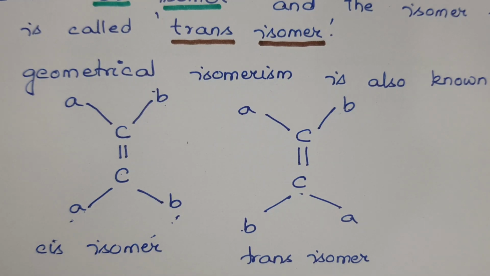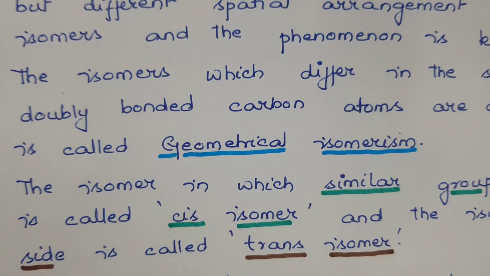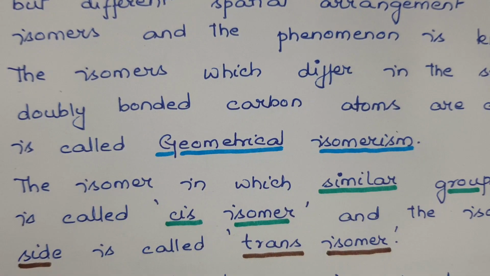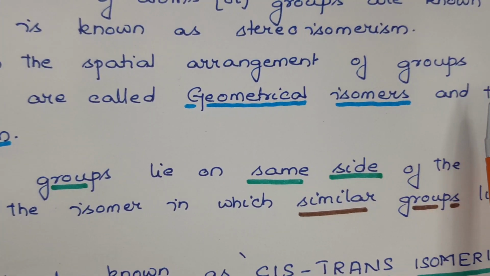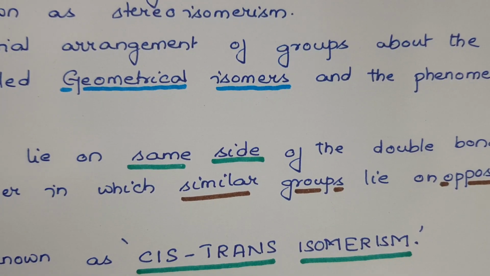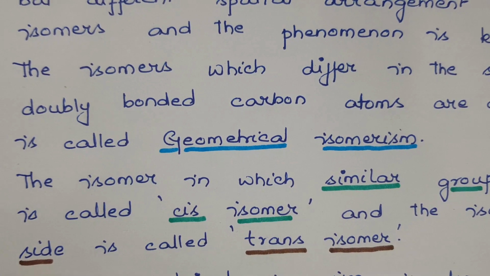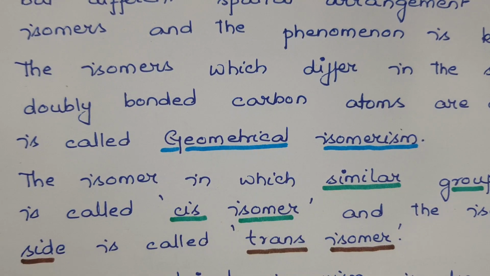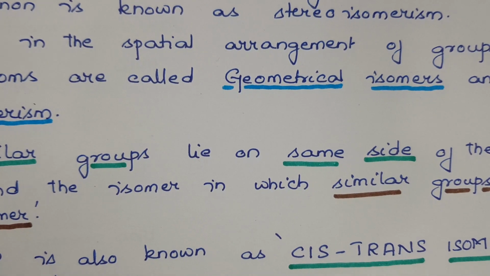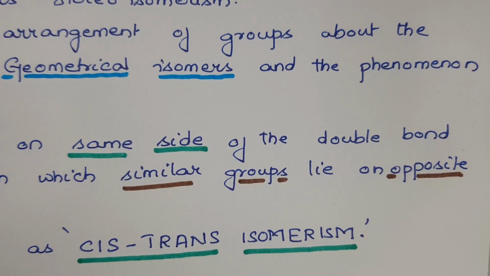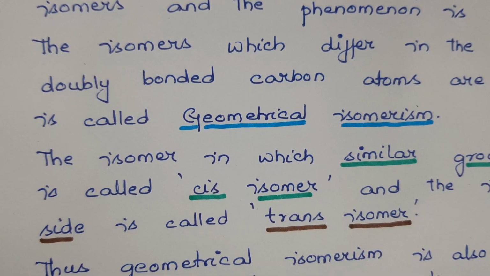Understood? Right. Now just look at the sentence which I have mentioned here. The isomers which differ in the spatial arrangement of groups about the doubly bonded carbon atoms. Underline these doubly bonded carbon atoms, students. Doubly bonded carbon atoms are called geometrical isomers. I underline geometrical isomers, and the phenomenon is called geometrical isomerism. Clear?